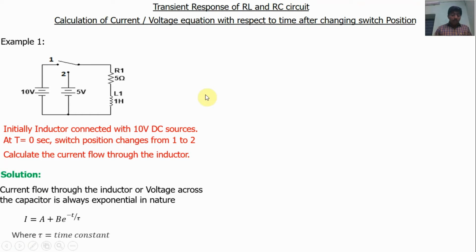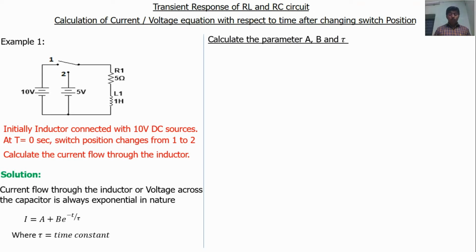Okay. Well, tau is equal to the time constant. Time constant means the time taken to reach 63% of the final value. Okay. First we will calculate the time constant tau. If a single resistor is in series with an inductor, then the time constant tau is equal to L by R.